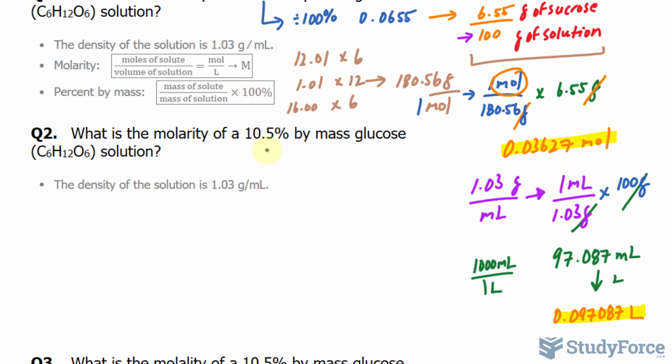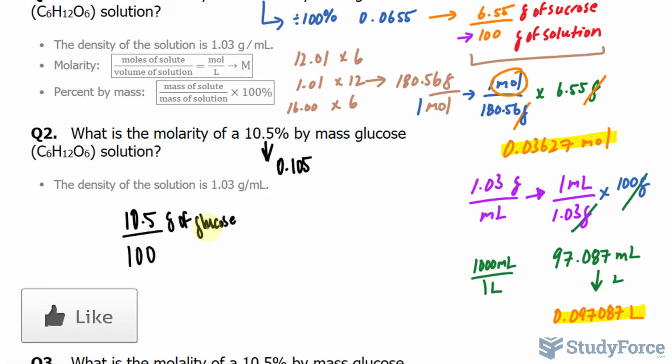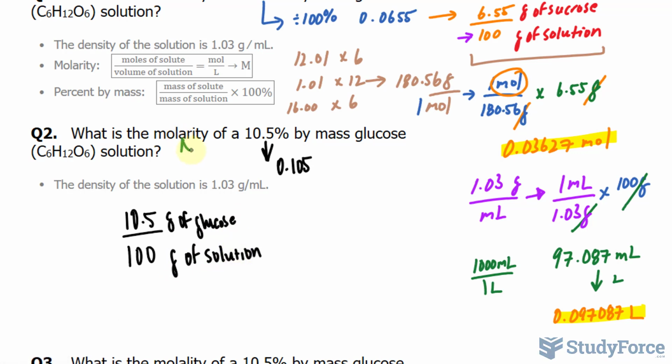So what I can do is represent this as a decimal first, as 0.105, and create a fraction out of this. The fraction can be 10.5 over 100. And since we're talking about mass, I can write down grams of glucose and grams of solution. Because we're looking for the molarity, remember molarity is the moles of the solute per volume of the solution. So we can find the moles of the solute by first finding the molar mass of glucose.